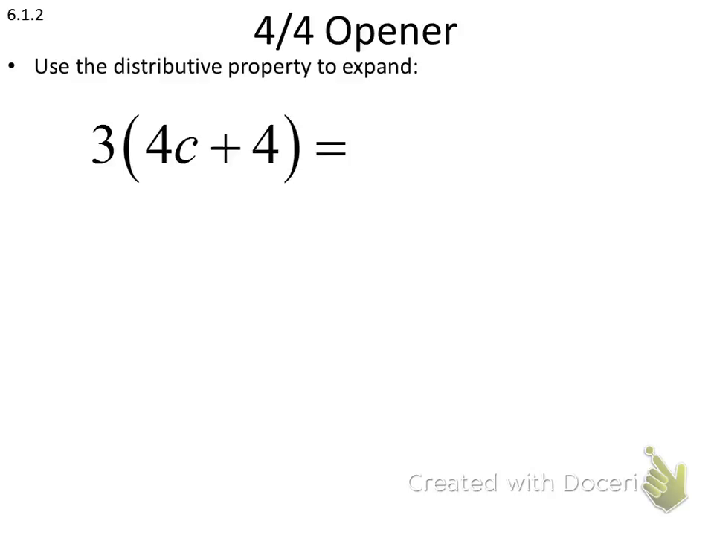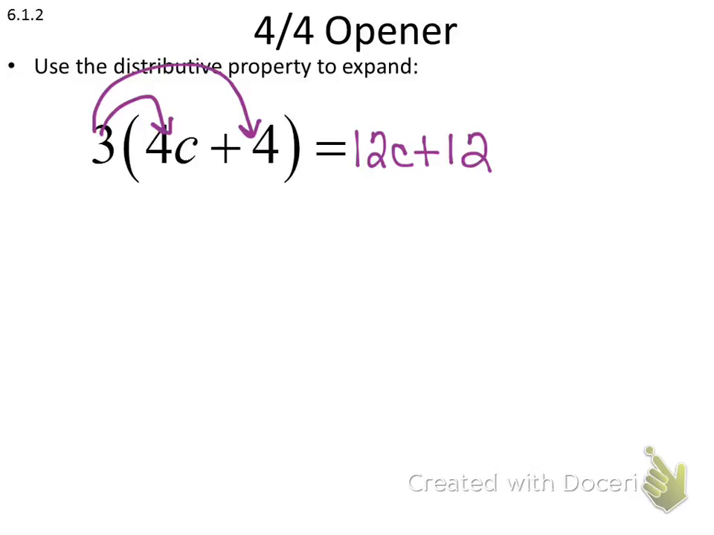When I distribute, it means I have to take that number on the outside of the parentheses and multiply it by everything on the inside of the parentheses. So I would take 3 times 4c, and then I would take 3 times positive 4. So Kristen, if I take 3 times 4c, what do I end up with? Okay. And then if I take 3 times positive 4, what do I end up with? Yeah, just a positive 12.